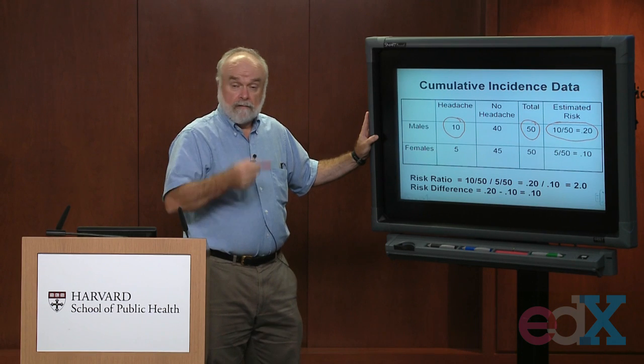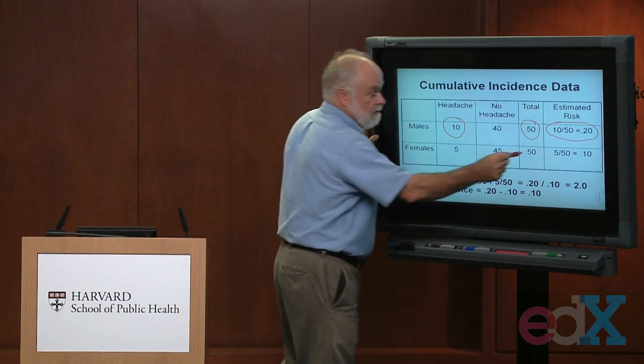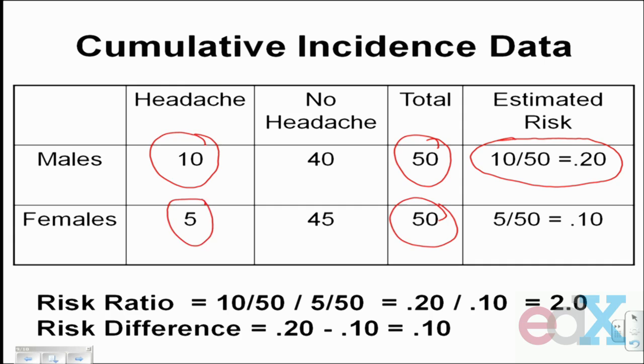Among the women, the red ink on the previous slides, there were 50 women. Only 5 of them developed headaches, so their cumulative incidence is 5 over 50 or 10%. From those 2 outcome measures, we can develop a measure of association.